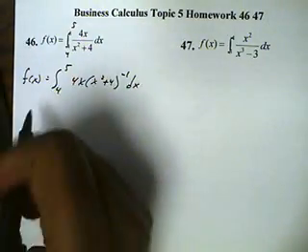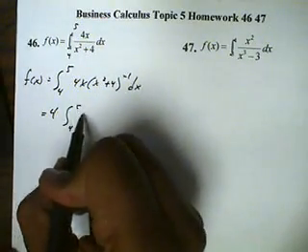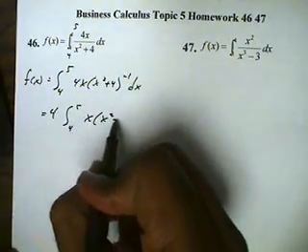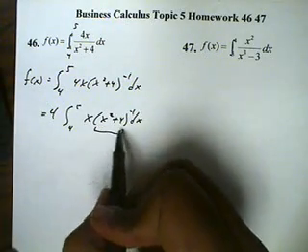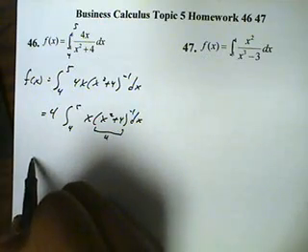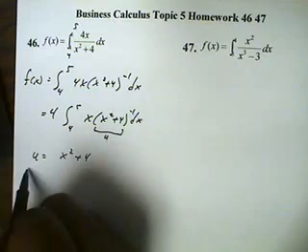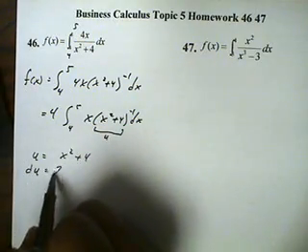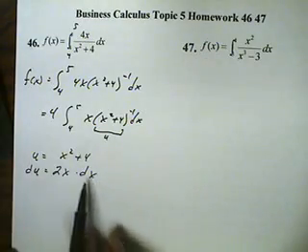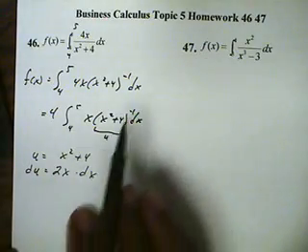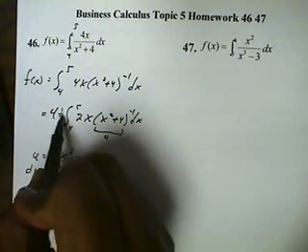I'm going to pull the 4 out, so this will be 4, and then the integral from 4 to 5 of x squared plus 4 to the negative 1 dx. And I'll establish this right here as my u. So if u is x squared plus 4, this implies du will be 2x times dx. So I need a dx, an x, and a 2. I have a dx and an x. I'm going to include a 2 here and put the reciprocal of 2 on the outside.